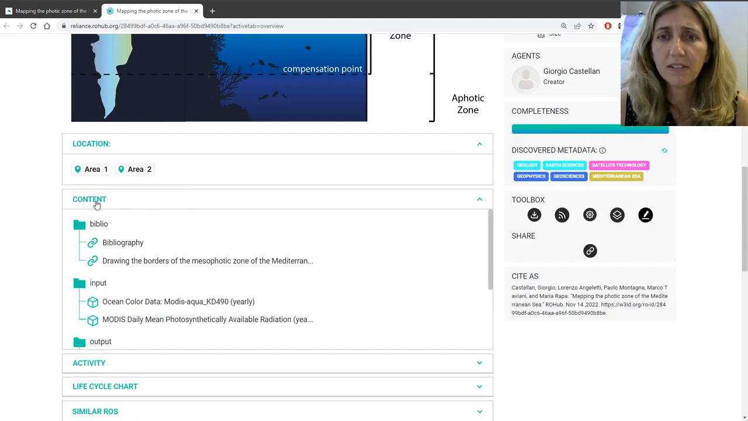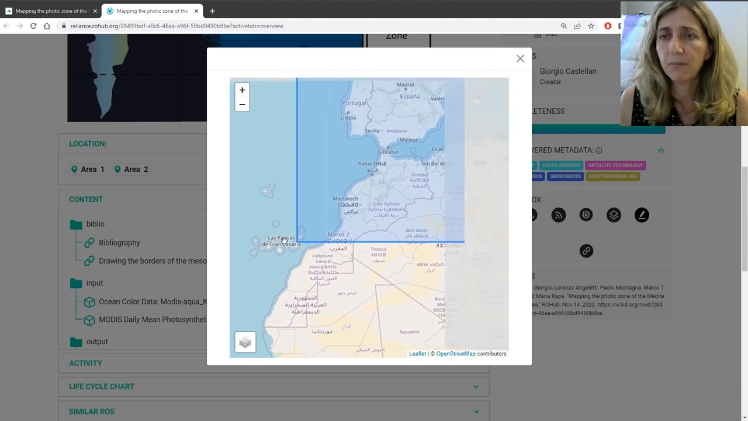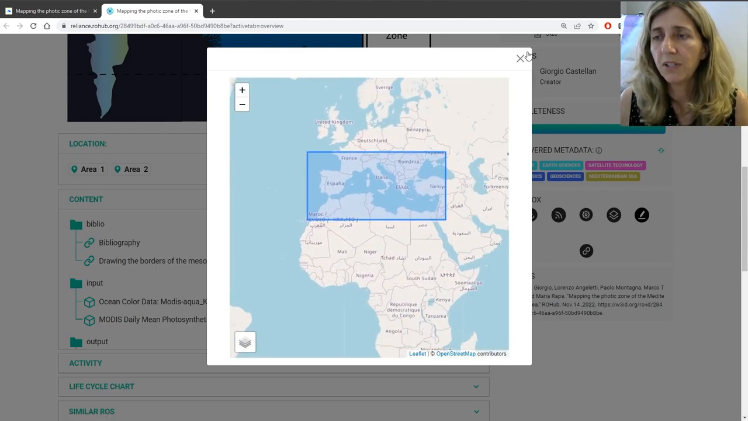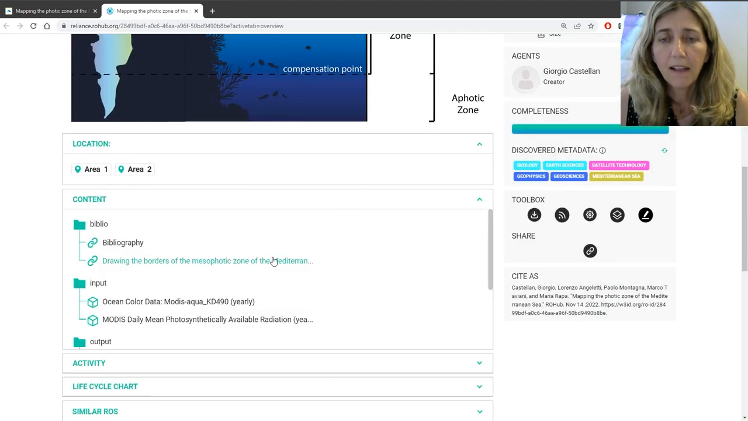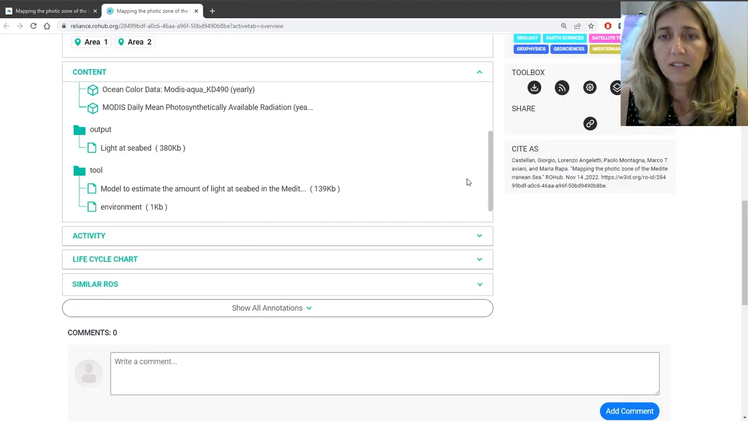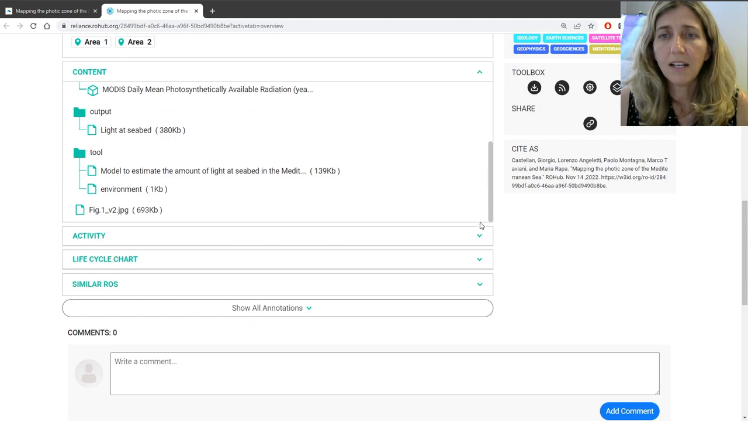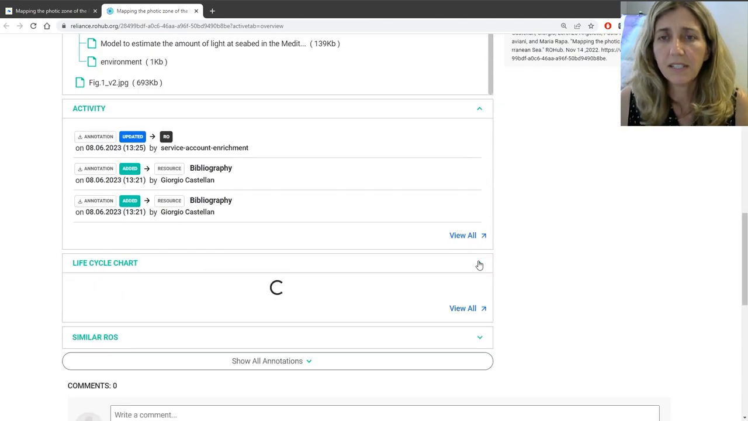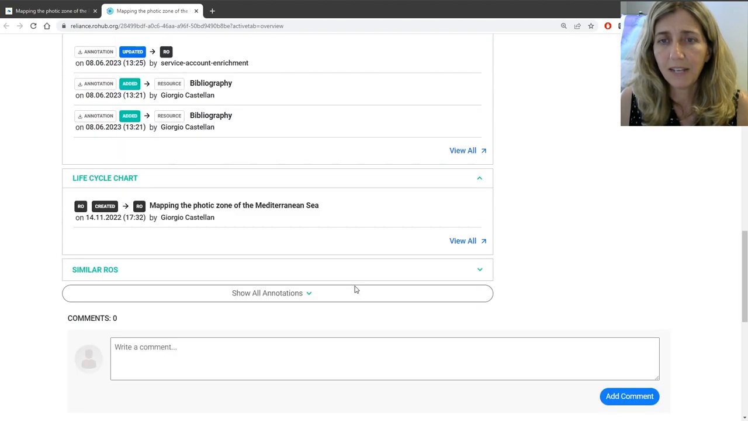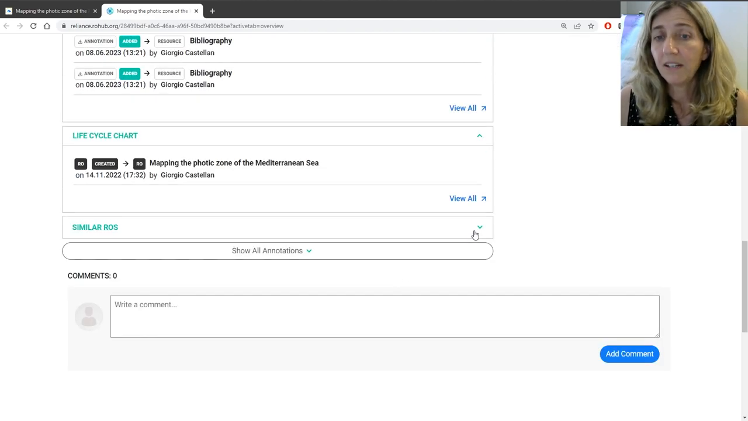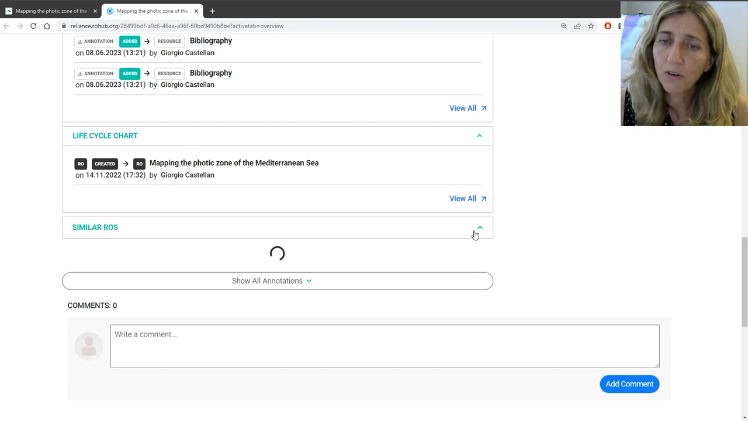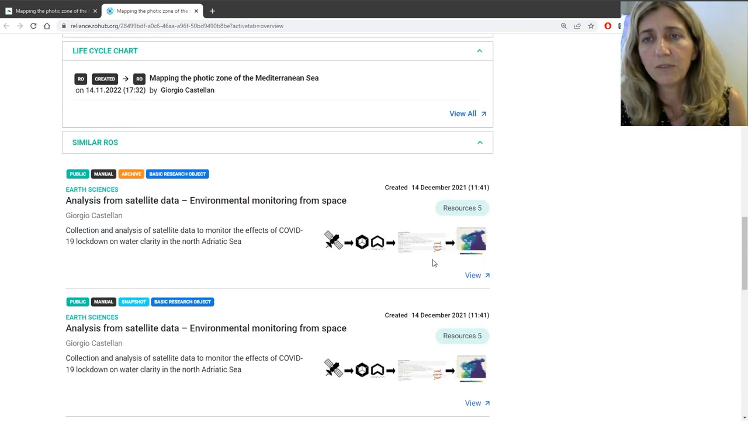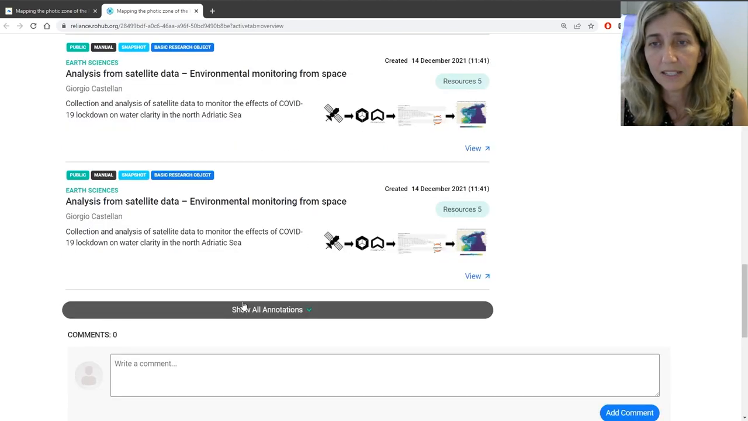Let's have a look, where is this research object? We have two areas basically, and this is the geolocator, so I know where this research has been done. In the research object, I have several different contents that are listed in the content tabs, and I also can see the activities and also the live charts and all the annotations. And interesting also to know which are the similar research objects related to my experiments and analysis.